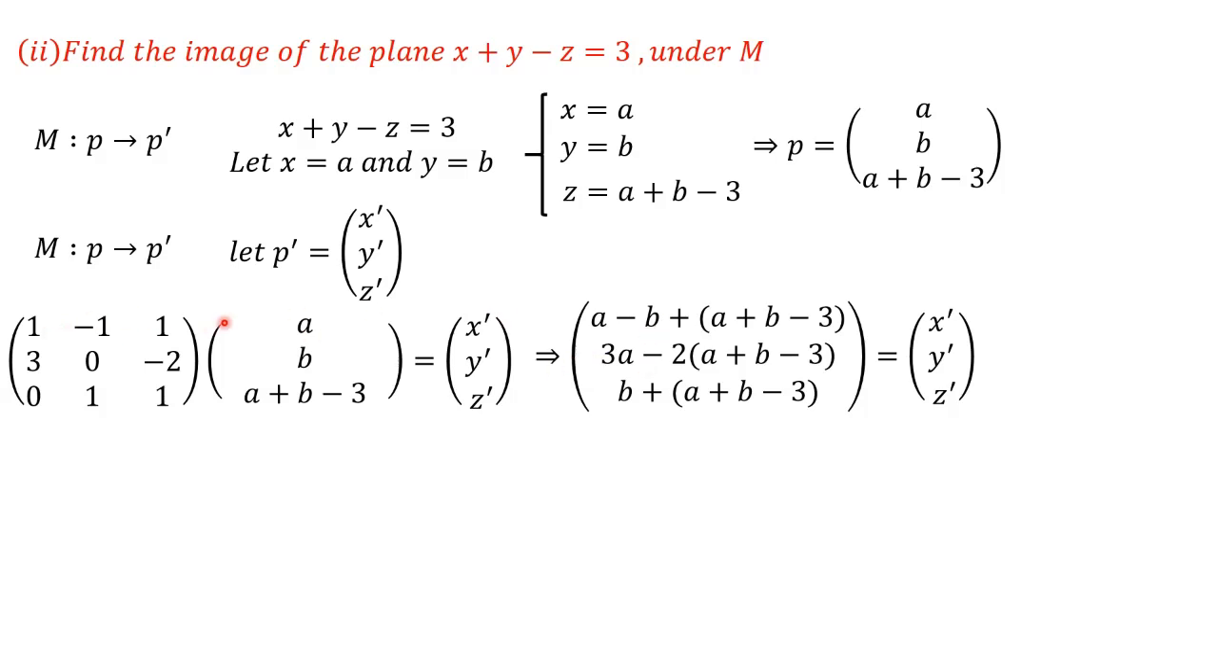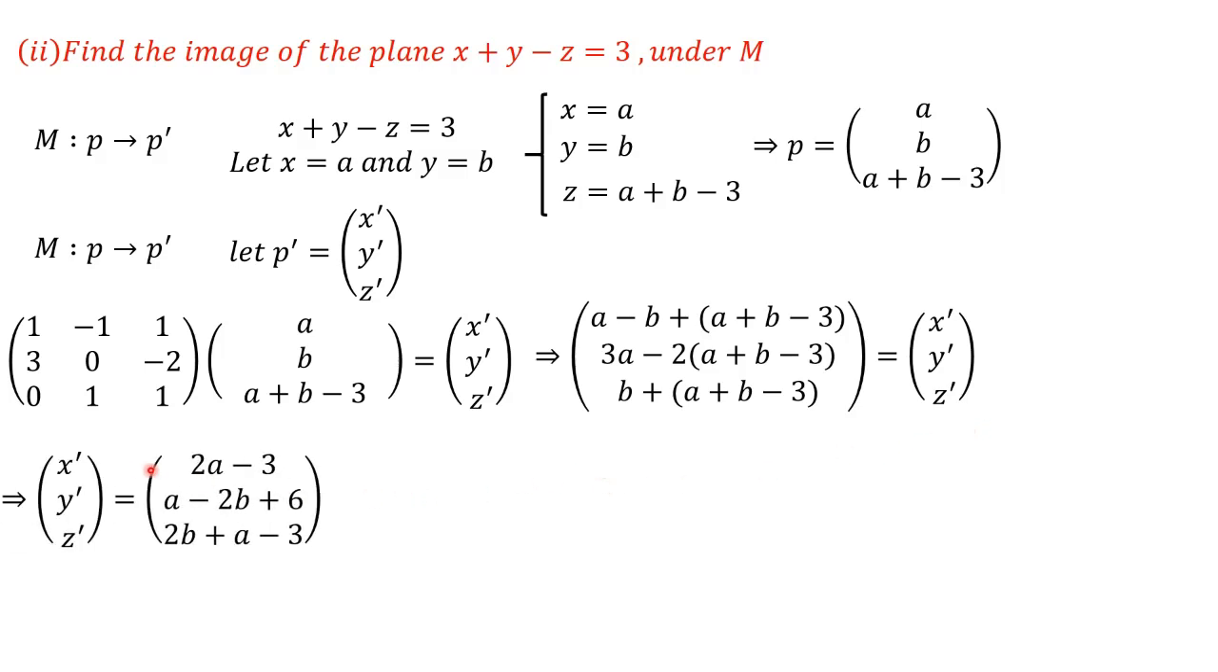That is 1 times A, we get A. The negative 1 times B, we get negative B. Then plus 1 times all this expression, we get this. And we do the same for the others. We get this expression, and we further simplify again. We get x prime, y prime, and z prime to be equal to 2A minus 3, A minus 2B plus 6, and 2B plus A minus 3 respectively.